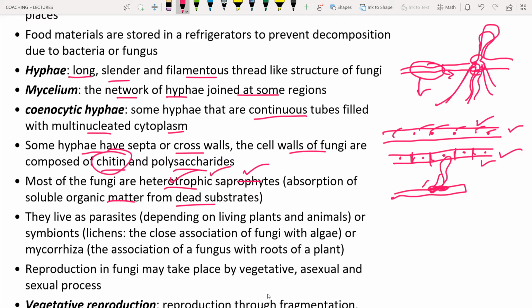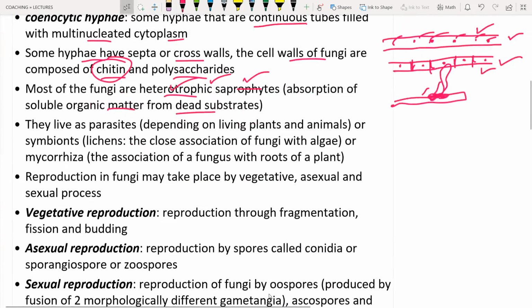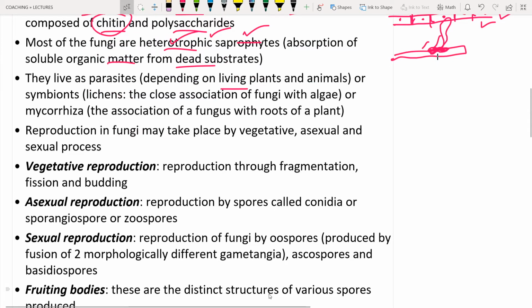So this is processes, such kind of organisms are known as saprophytes. Okay, they live as parasites depending upon the living plants and animals. So what is parasite or parasitism?